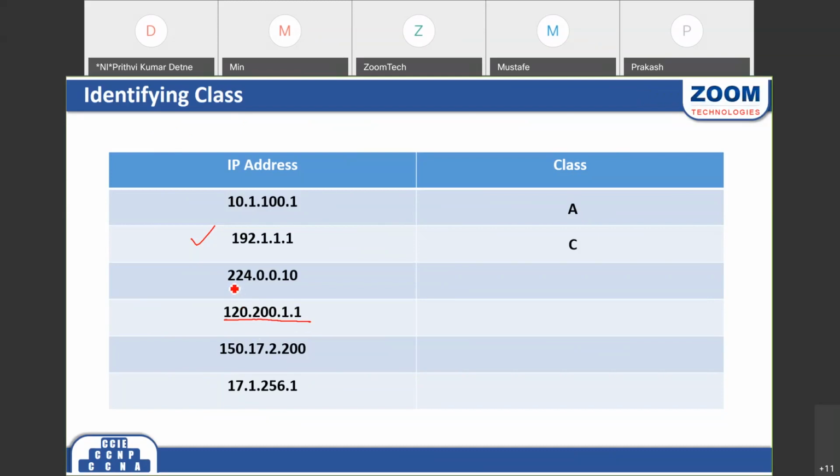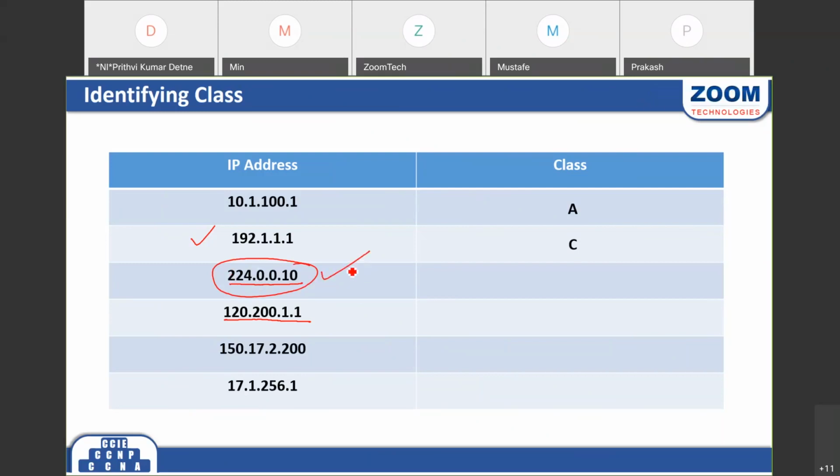What about 224.0.0.10? 224 is a Class C or Class D? Class D, right? Up to 223 is Class C. 224 is Class D. So this IP address is being reserved for what purpose? So all Class D IPs are reserved for what purpose, guys? Multicast.